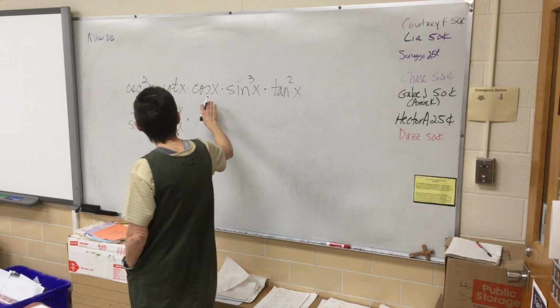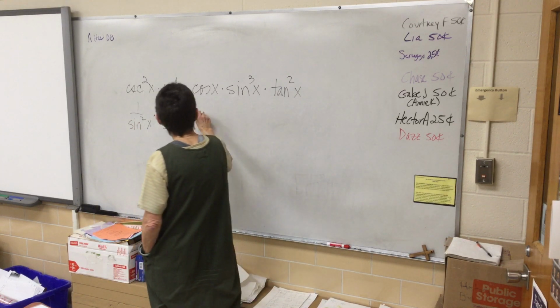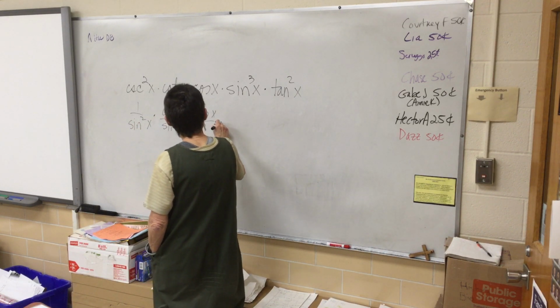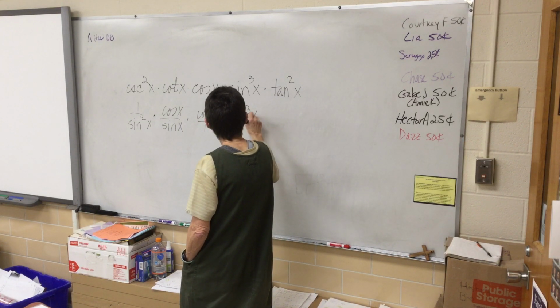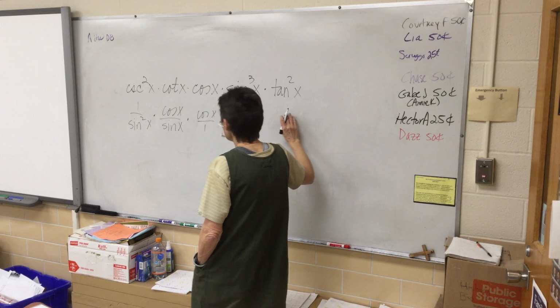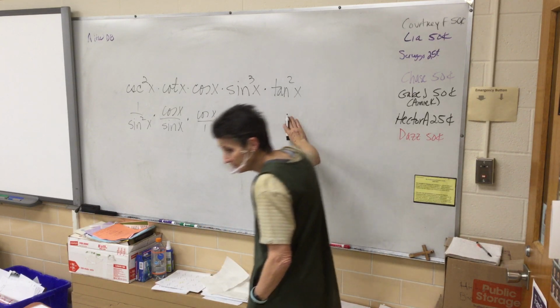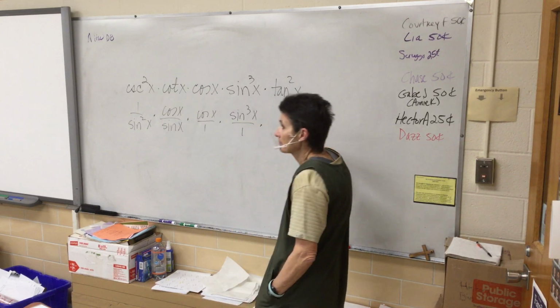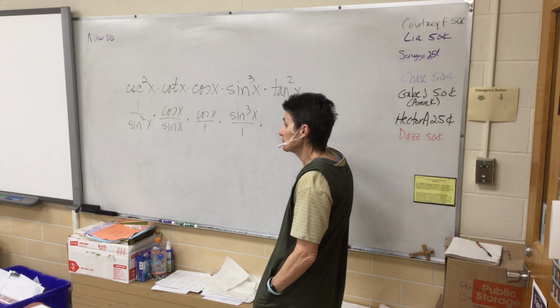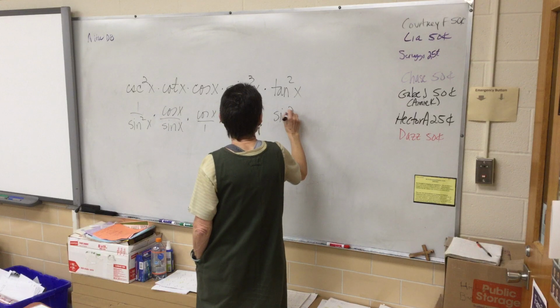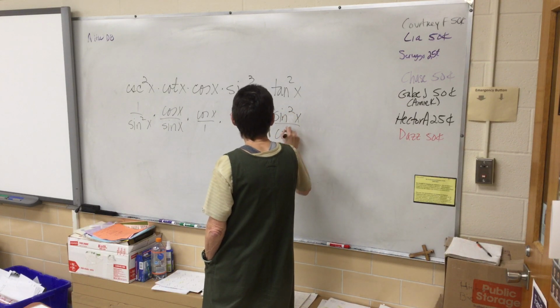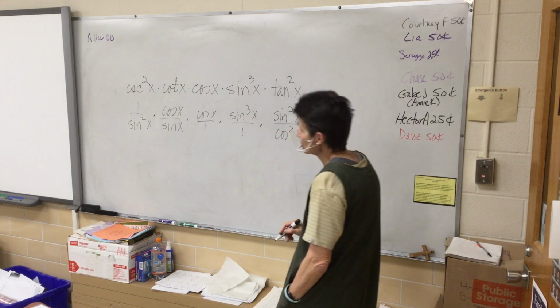Now remember, when you have a cosine, you just leave it. I always put it over 1. Sine, same thing, so it's going to be sine cubed. And then tangent squared: sine over cosine, always squared. Whatever the power is, you keep it. So that's your first step.